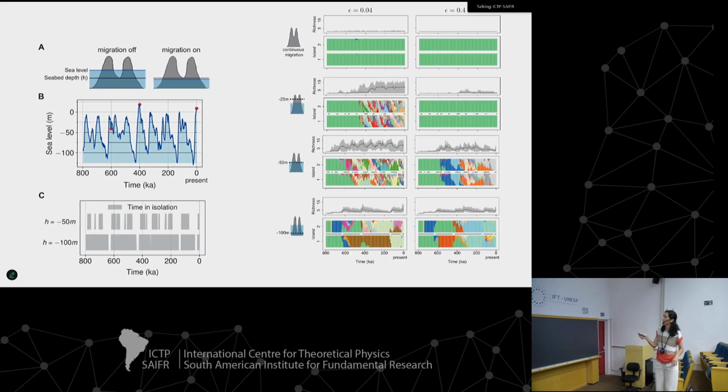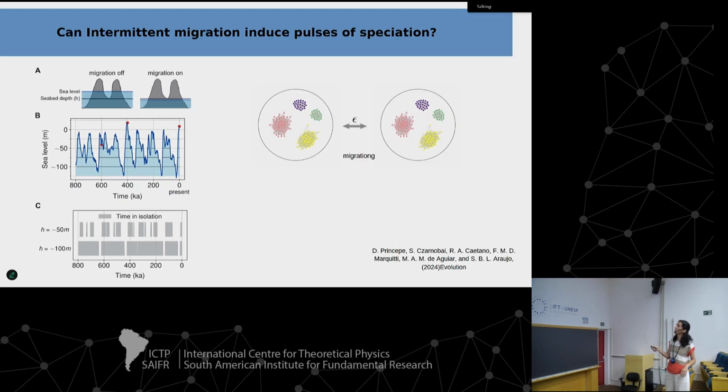So our next question was: migration is not constant in nature. It oscillates. If we think of these two islands and take the sea level oscillation, the real sea level oscillation from 800,000 years, we say that when the sea level goes down, these two islands can communicate and migration is on. And when the sea level is up, these two islands become isolated, and the migration is off.